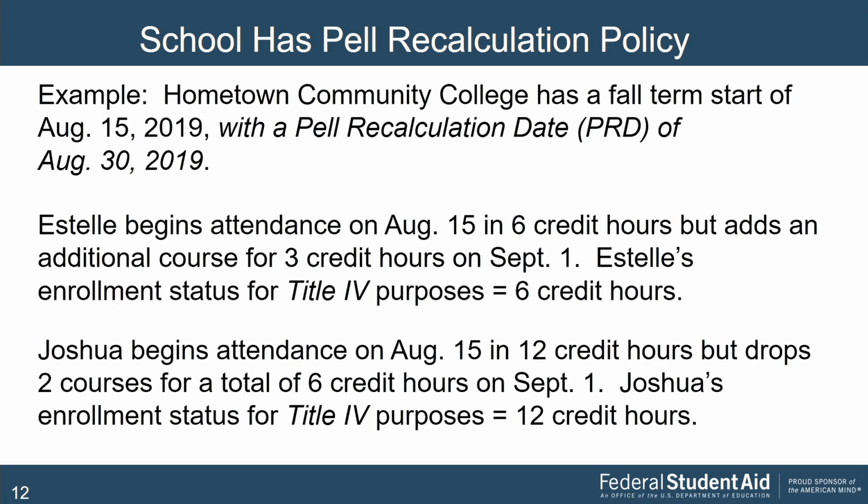We have Joshua. He begins attending on August 15th with 12 credit hours. He drops 2 courses for a total of 6 credit hours on September 1st. His enrollment status is going to be 12 credit hours because Joshua, probably a second-year student who's a little savvy, decided to drop his 6 credit hours after the Pell recalculation date.